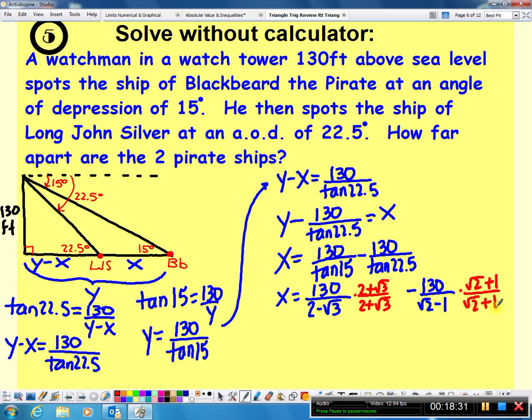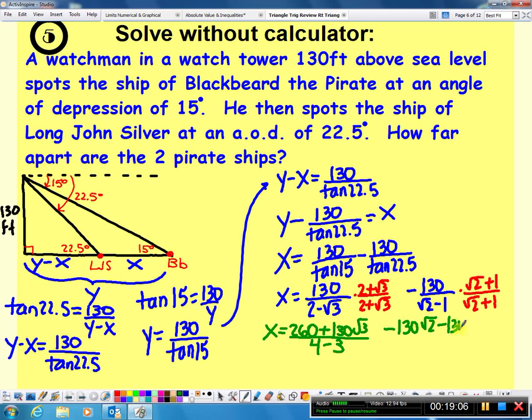x equals 130 times 2 on the top is 260, minus 130 times the square root of 3. On the bottom, a squared minus b squared is simply 4 minus 3. So the bottom's just 1, which is nice. When I distribute the negative 130, I am going to act like I'm distributing a negative. I'm going to get negative 130 square root 2, negative 130. The bottom, a squared minus b squared, is also 1.